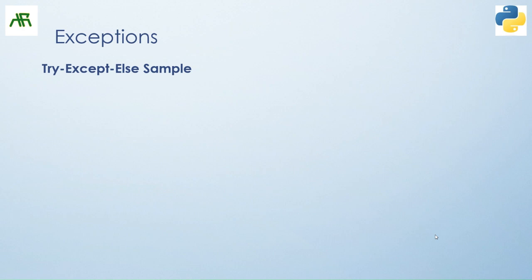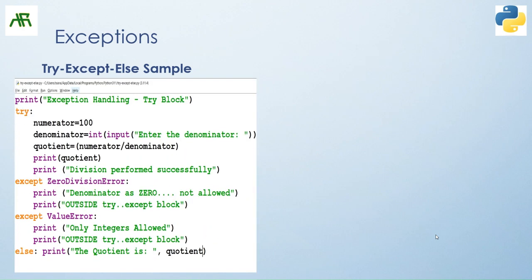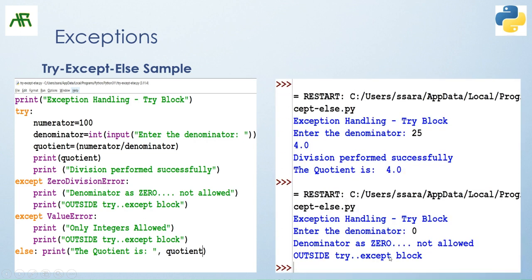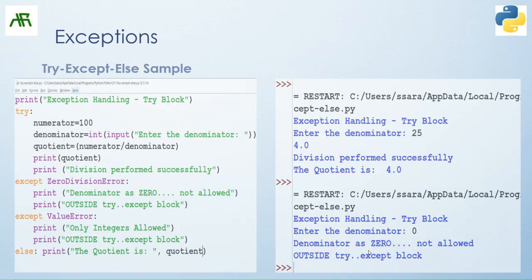Try except else sample. There's a possibility of having an else condition to give a proper conclusion. Say in this example case, we have a try block, except zero division error, except value error. If there is no exception, when it has not encountered any of these errors, print the quotient as actual value. And this is how we are getting division performed successfully. The quotient is for a successful execution. If not, the appropriate message or error handling happens here.